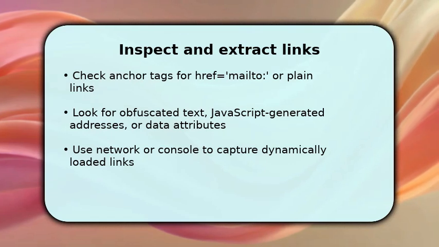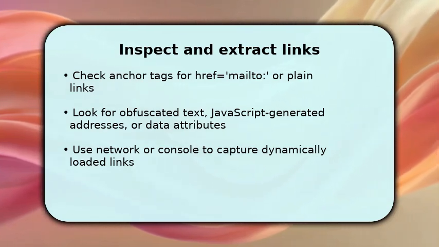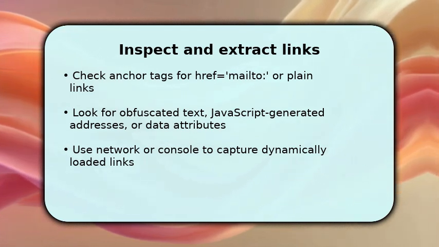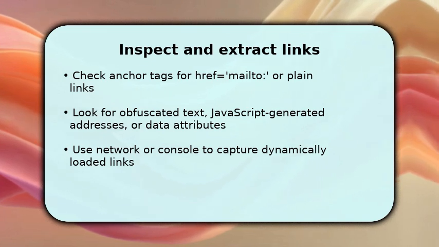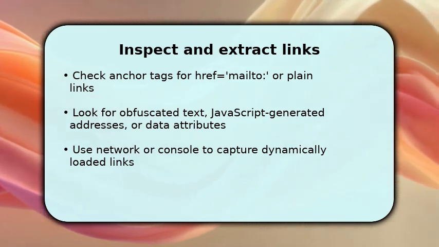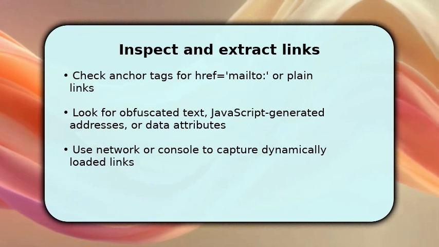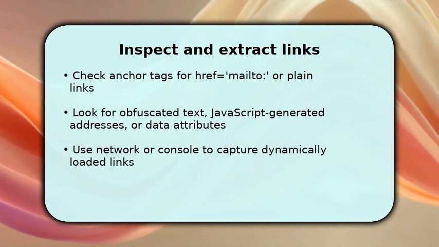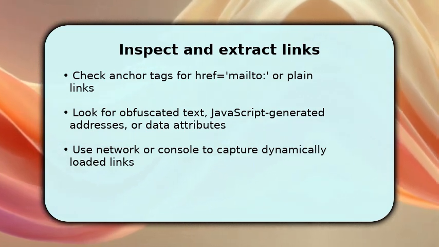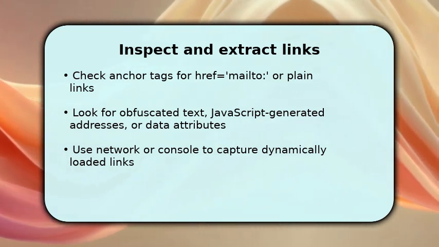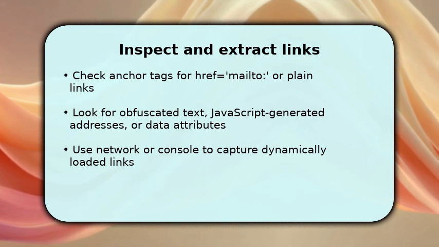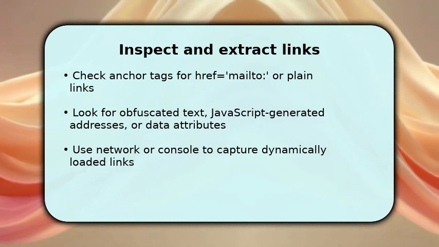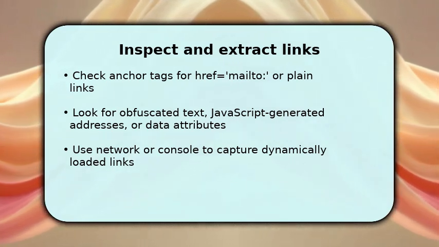Now inspect the link elements more carefully. Open Elements or Inspector and look for anchor tags where href starts with Mailto or contains an email address. If the address is obfuscated, split across spans, encoded, or built by JavaScript, trace the surrounding script or data attributes to reconstruct it. Once you find potential candidates, use the network panel or console to capture dynamically generated values while reloading the page. Because some emails only appear after scripts run, this ensures you extract the final usable link.